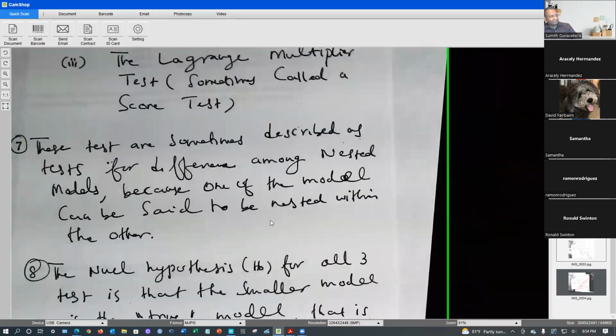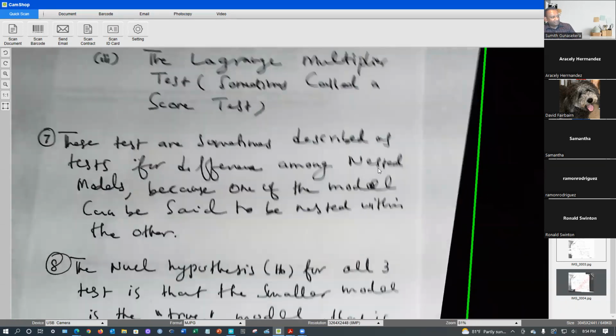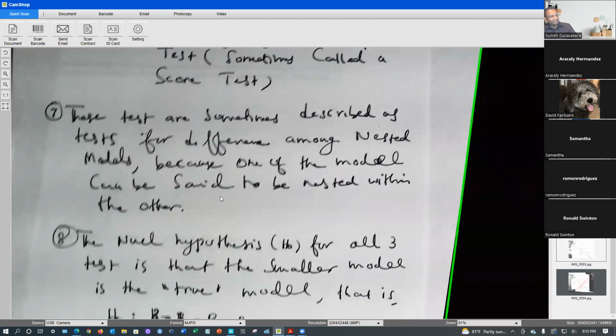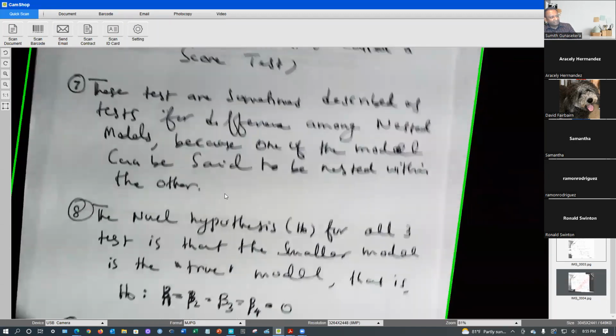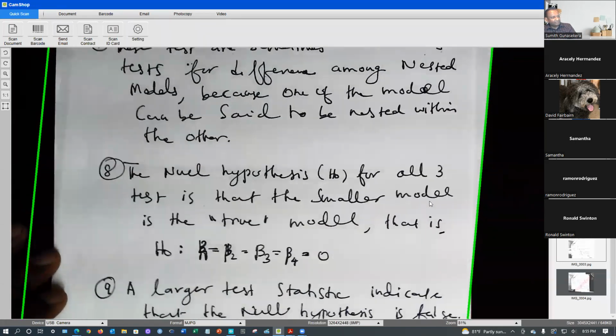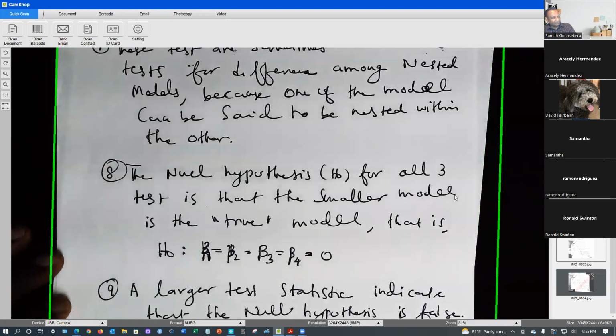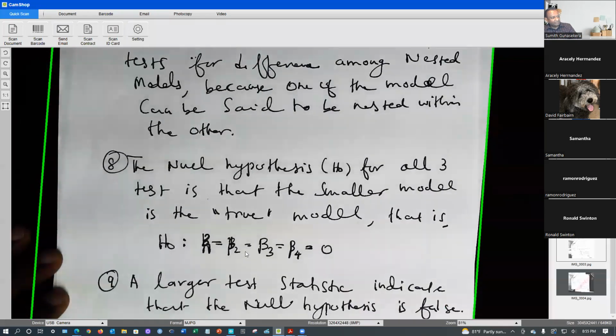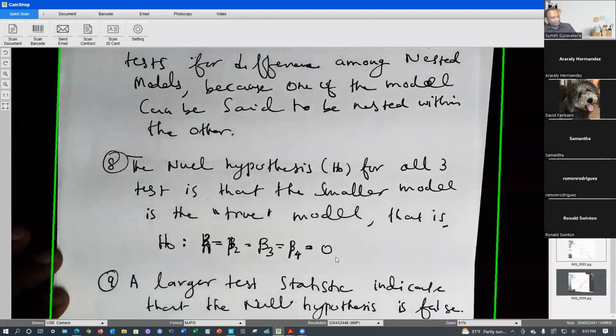These tests are sometimes described as tests for a difference among nested models because one of the models can be said to be nested within the other. Actually, these heavily utilize the nested design. The null hypothesis for all three tests is that the smaller model is true, whereas the full model has beta 1, beta 2, beta 3, and beta 4.